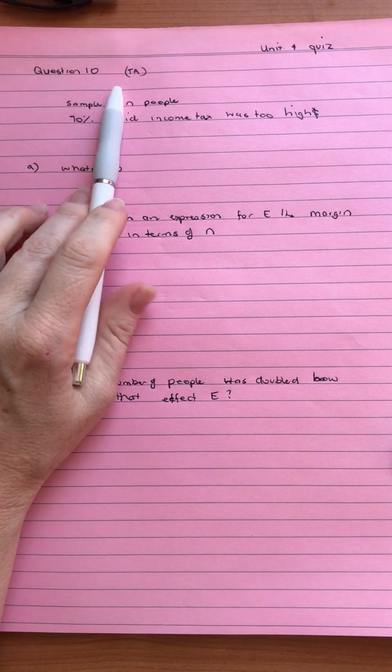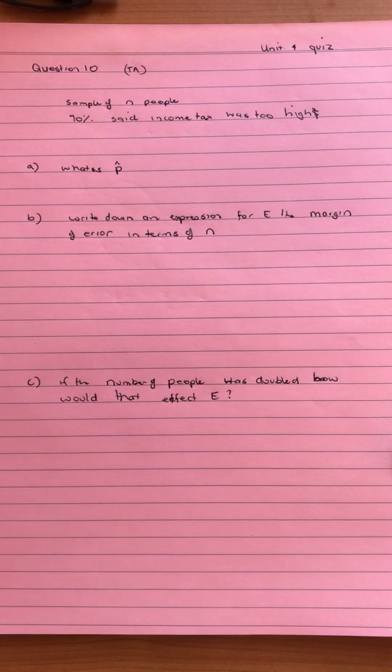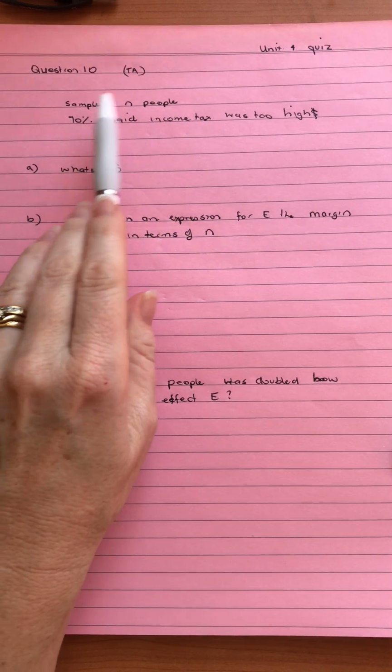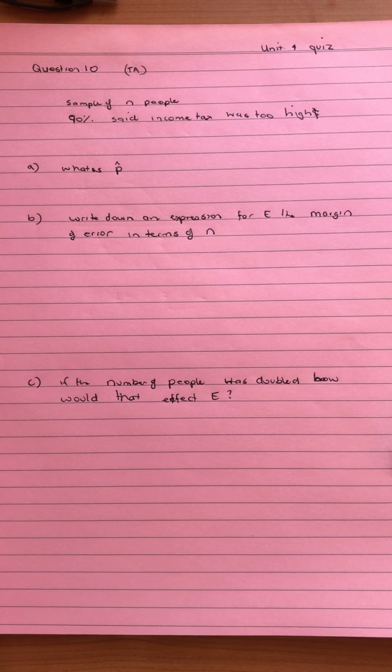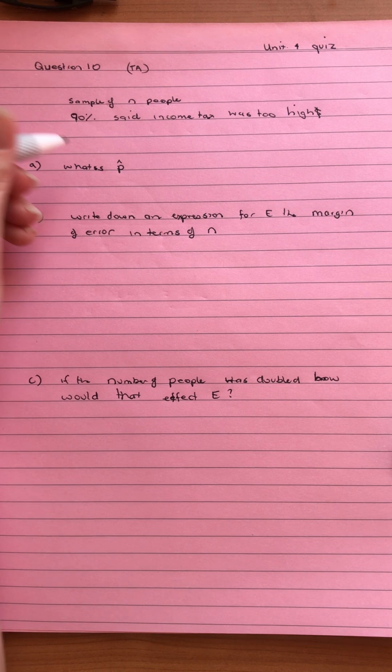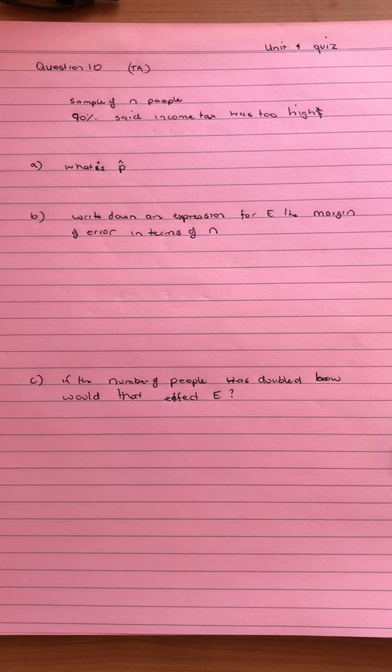Looking at question 10, it's a tech active question and it is our Unit 4 quiz for math methods. So we've got a sample of n people and 90% of them said that the income tax was too high when they were asked. So our first question is, what is the sample proportion for this scenario?